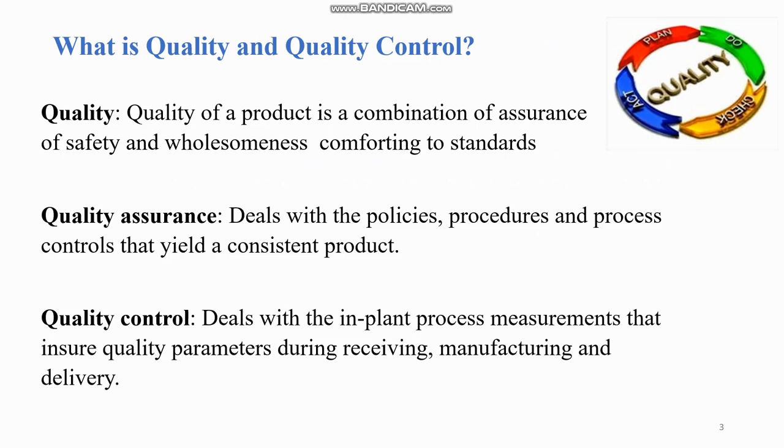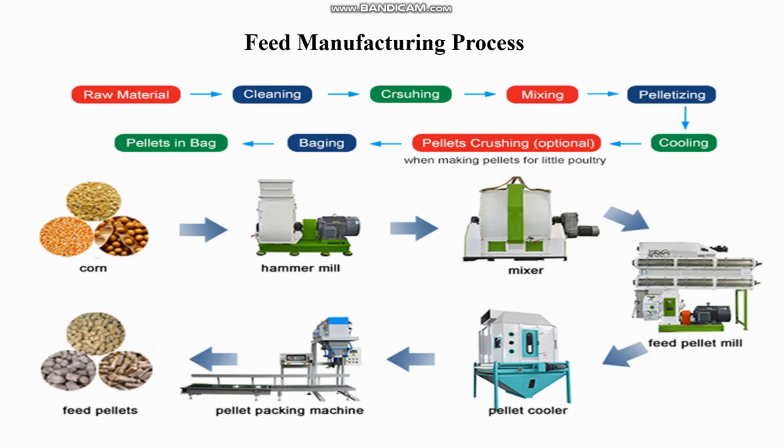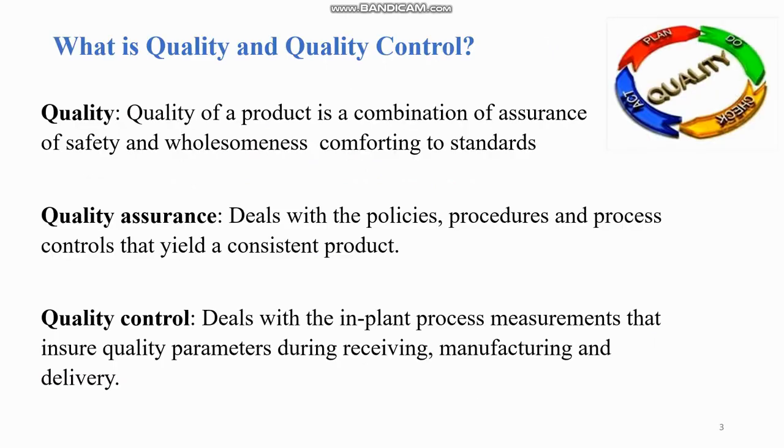The quality of a product is a combination of assurance of safety and wholesomeness conforming to standards. Then there is quality assurance. Quality assurance tells us the policies, procedures, processes, and controls that yield a consistent product. Quality control deals with the inputs, processes, and measurements that ensure quality parameters during receiving, manufacturing, and delivery of the product.